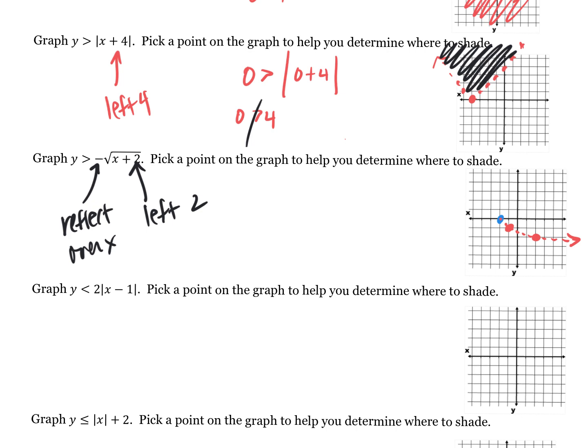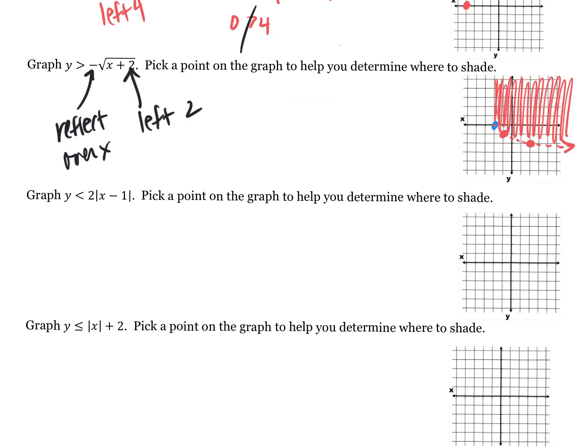The shading on this one is real sketchy. If we got to be greater than this, are we thinking above or below? We're going to go above. Does my graph exist over here? Nope. So when I shade above, I can only go as far left as that origin of negative 2. Make sure we do not go any further left than that origin.